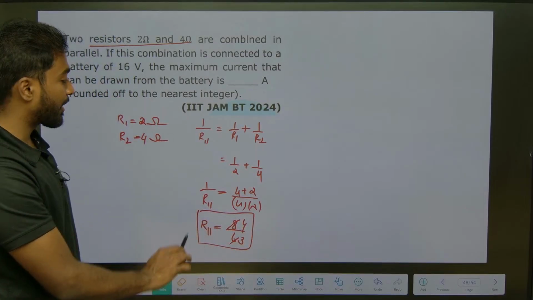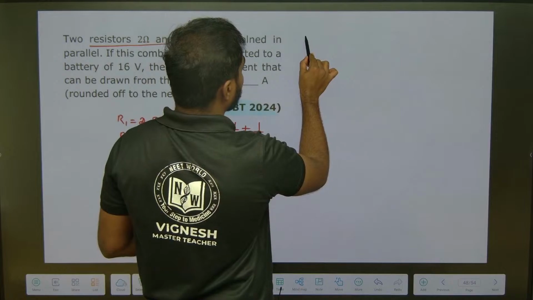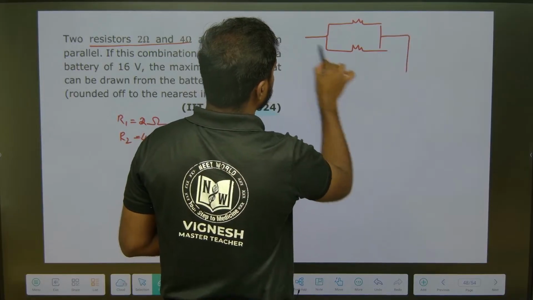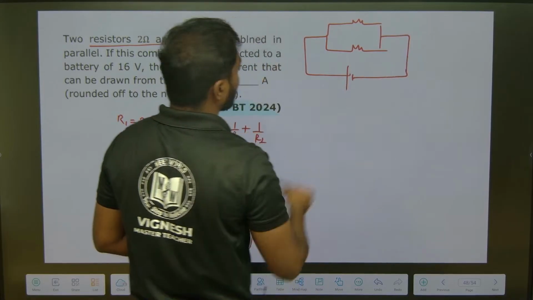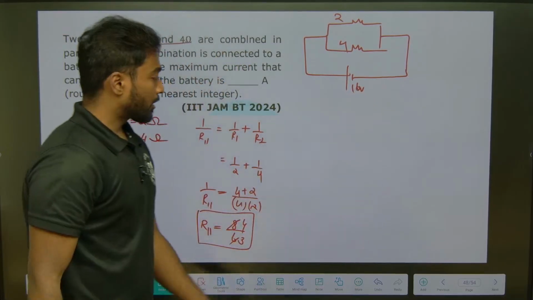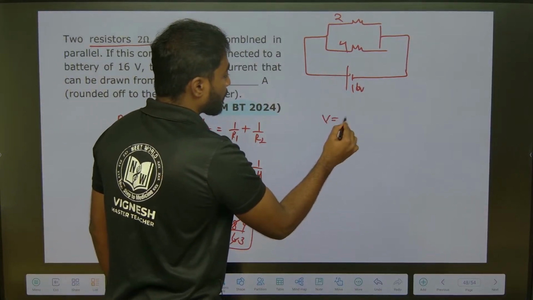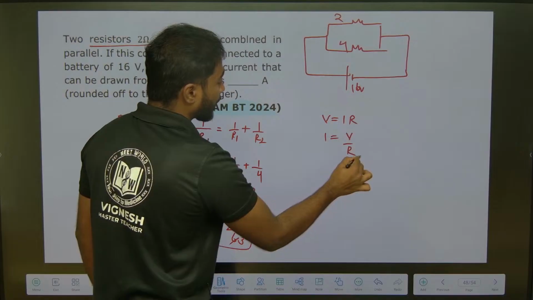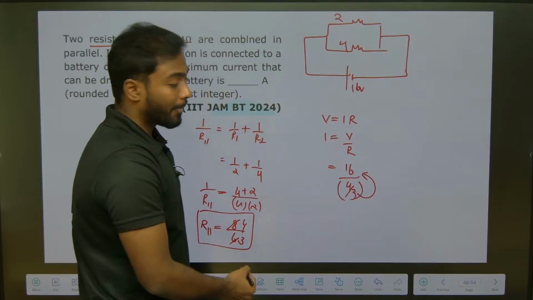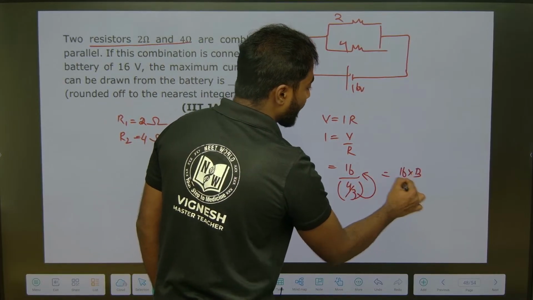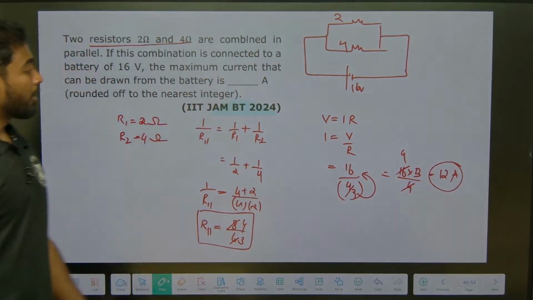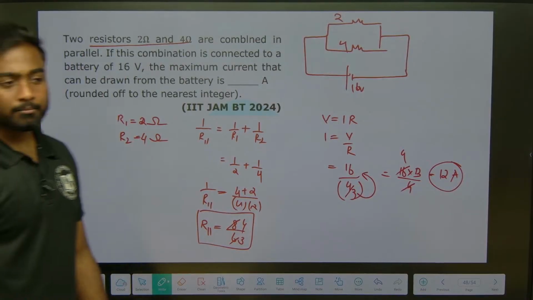Now the equivalent resistance is the final resistance. They are combined in this manner, and this has been connected to a battery: 2 ohm, 4 ohm, and 16 volt. Now we know the formula V equals IR, so I equals V by R. V is 16 and R is 4 by 3. Taking the 3 to the numerator, it is 16 into 3 by 4, and 4 times 4 is 16, so the answer is 12 ampere. That is about this question.